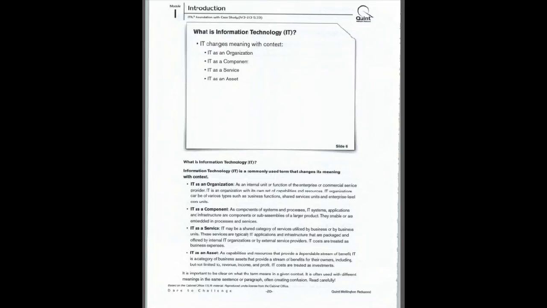Information technology, IT, is a commonly used term that changes its meaning with context. IT as an organization: an internal unit or function of the enterprise or commercial service provider, with its own set of capabilities and resources. IT organizations can be of various types, such as business functions, shared services units, and enterprise level core units.